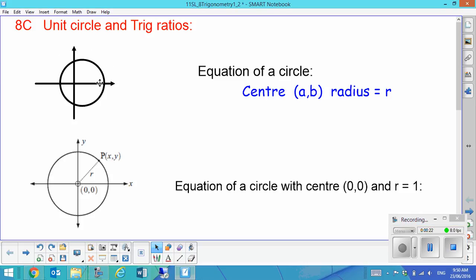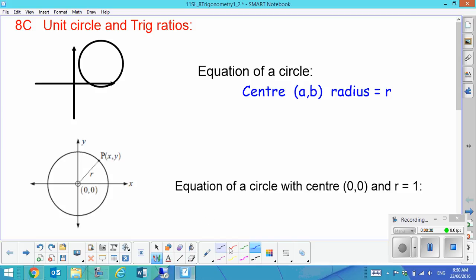So here we've got our circle, and it could be anywhere on our coordinate plane. Let's finish it off there. And we want to come up with an equation. So our equation, if we have this circle with a centre here and coordinates of A, B, and we'll give it a radius, nice straight radius of R.